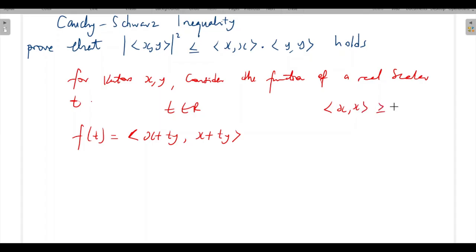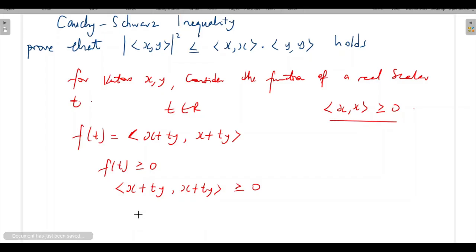Talking about this property, if we have a function like this, a function of a real scalar t, since the inner product is positive definite, it implies that f of t itself is greater than or equal to 0. So it is safe to say that the inner product of x plus ty with x plus ty is greater than or equal to 0. So this is the idea we're going to be using to prove this theorem.